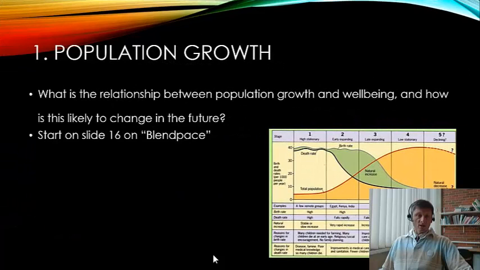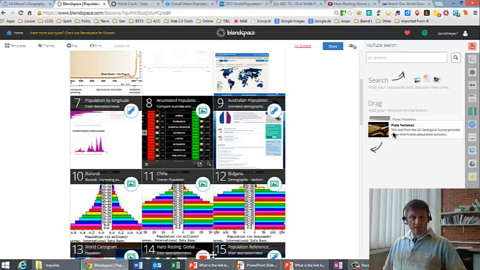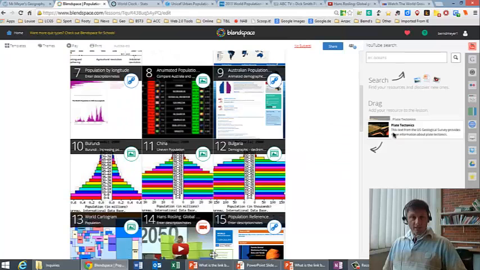Number one, this is the choice of questions you have. This is the specific question relating to it. What's the relationship between population growth and well-being, and how likely is it to change in the future? So there's trends in the population that are affecting a whole range of indicators. So with that, I'd like you to start on slide 16 on blend space. Now I'll show you on blend space.